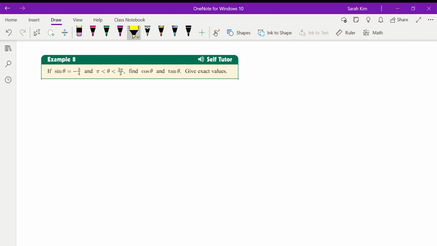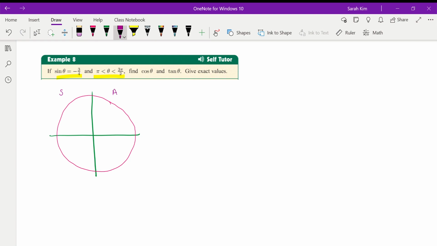So if sine theta has this value in this range, find cos theta and tan theta and give exact values. So what we have to do is figure out how to solve the cos theta of that value. So let me draw whereabouts that would be. So we know our South Australian Tennis Club. We know that sine is going to be positive in the first and second quadrant, so it's going to be either the T or the C section. So we'll see how we go with that. So it's going to be either this answer or this answer we get. So we'll have a look.